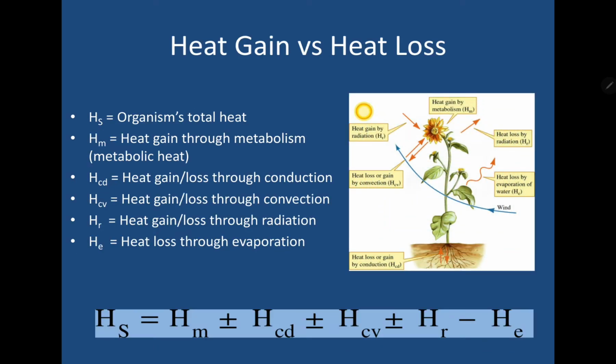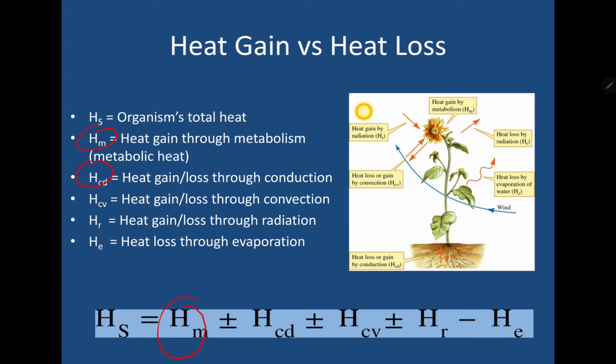So the heat budget can be described via heat gain and heat loss. So there's a certain equation, as is shown in the photo here, that describes the balance between gain and loss. Okay? So it's Hs, which is an organism's total heat, equal to Hm, which is heat gain through metabolism or metabolic heat. So that's the metabolic heat that's released through cellular respiration. Plus minus HCD, which is heat loss or heat gain through conduction.